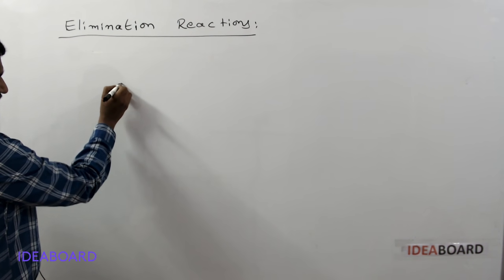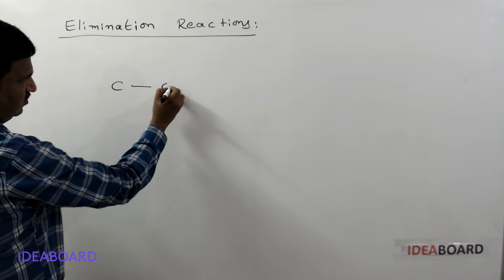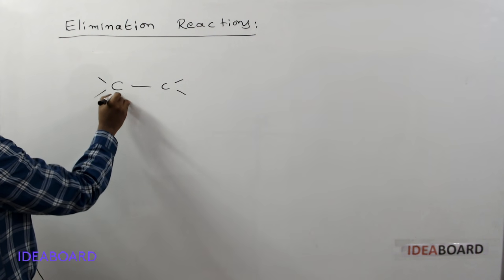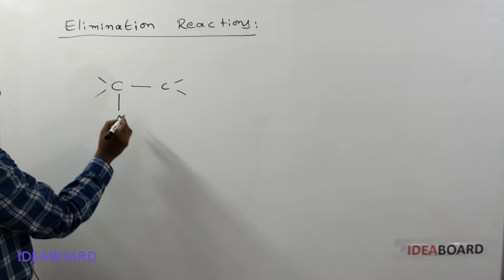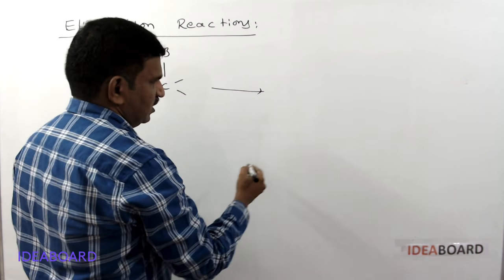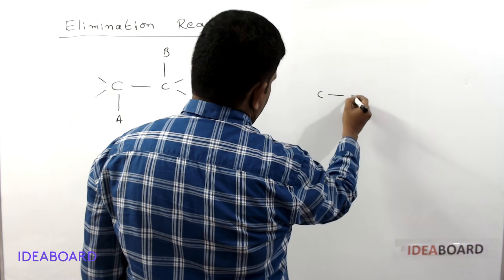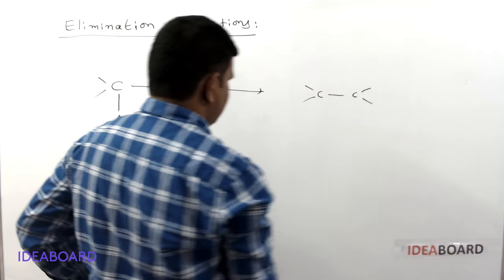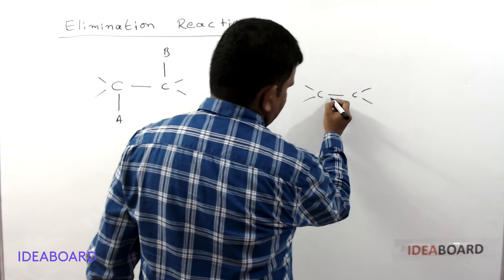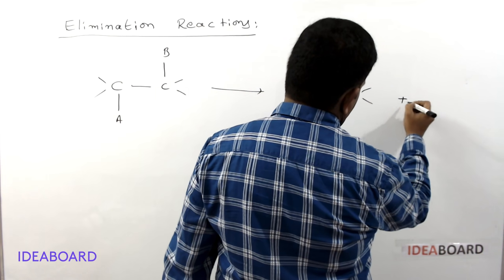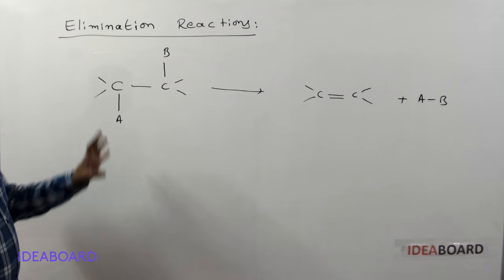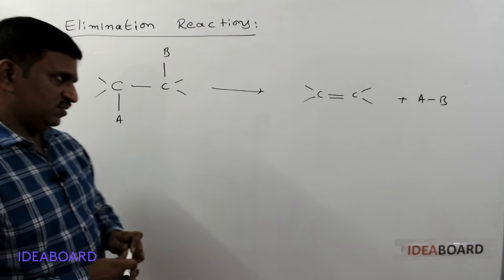Generally in an elimination reaction, what happens, we will check first. Here we have a carbon with A and B attached. In the elimination process, the C-C bond becomes a double bond, and A and B are removed. What is formed newly? A pi bond is formed, and the AB molecule is formed. So this is what happens in the elimination process.